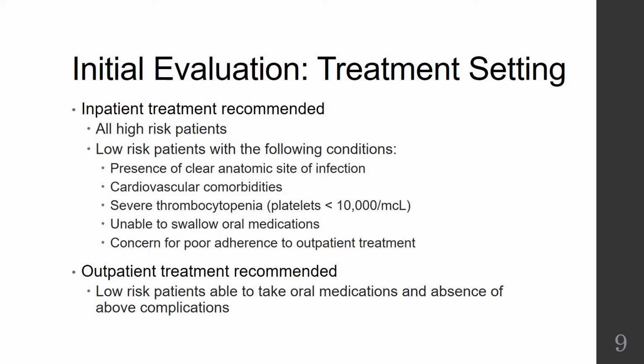So this initial evaluation with our risk stratification is important because it's going to determine our treatment setting. So inpatient treatment is going to be recommended for all high-risk patients. It's also going to be recommended for patients that are deemed low risk but have some type of other factor present, namely being the presence or documentation of some type of infection, cardiovascular abnormalities, if they're severely thrombocytopenic with a platelet count of less than 10,000, and then naturally if they're unable to swallow oral medications, that's going to require IV therapy. And then a common thing that we see in pediatric patients being if there's a concern that there would be poor adherence or poor follow-up in the outpatient setting, those patients are going to be recommended to come in initially for IV therapy.